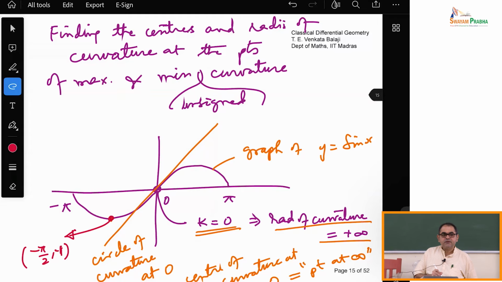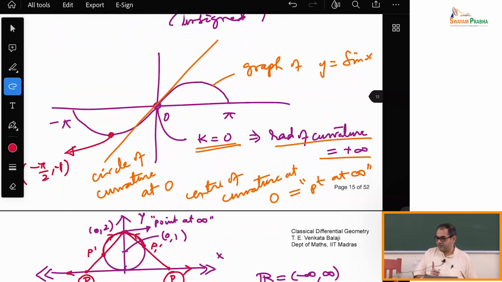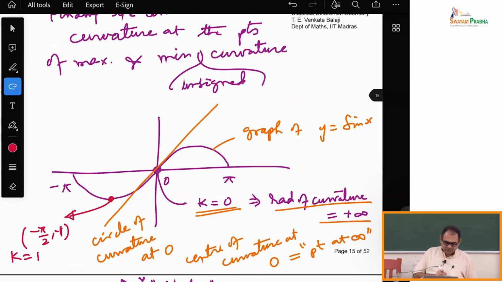At this point, look at it, the curvature is maximum. The curvature is 1. Mind you, it is unsigned curvature. Therefore the radius of curvature is the reciprocal of that, which is also 1. That means the center of curvature lies from this point at a distance of 1, in the direction of the geometric normal. The geometric normal will be like this. So basically you will get this point, which is minus pi by 2 comma 0. This is the center of curvature.